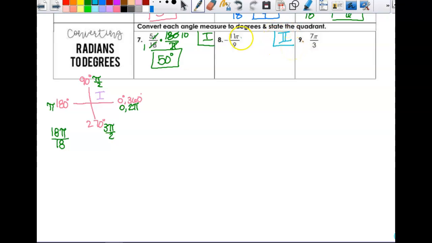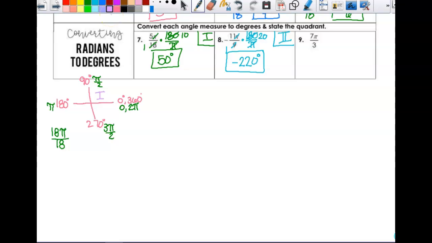So now I'm going to multiply by 180 over pi. The pi's cancel out. 9 goes into 9 once, into 180 20 times. It's 11 times 20. Oh, come on, 220. Are we good?